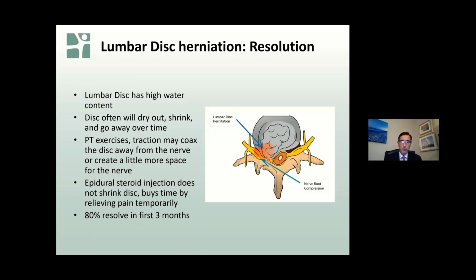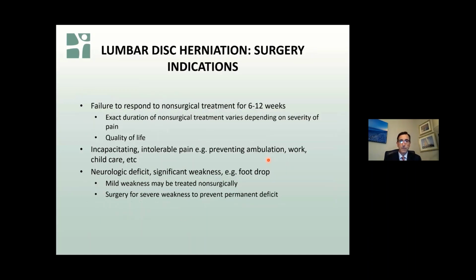But if an epidural injection works and gives you pain relief for a month or 2 months or 3 months, then that's buying you time for the body to heal itself. And so about 80% of disc herniations will resolve completely in the first 3 months from the initial onset of symptoms. So when non-surgical treatment fails, surgery is indicated.